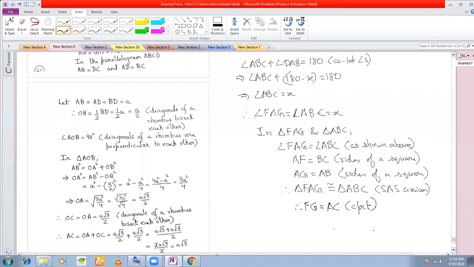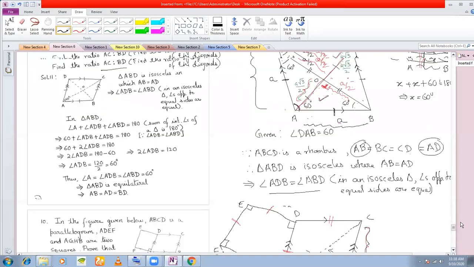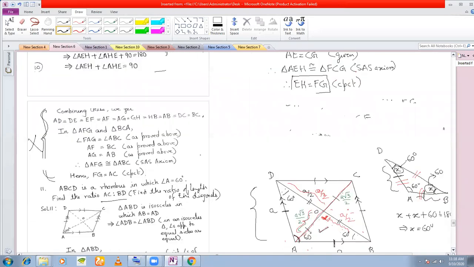Okay, now due to the wrong arrangement of pages, this part has actually come here. I mentioned this yesterday also. So you can have a look at the proof of congruency part here.